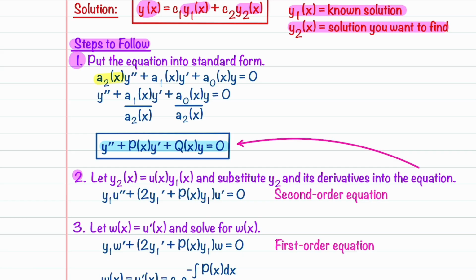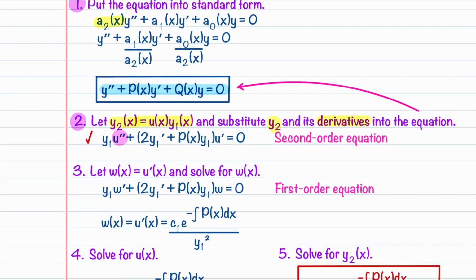The second thing that we want to do is make a substitution. y2, that is the solution that we want to find, we're going to set equal to u times y1 of x, where y1 is the solution that you already know. We're then going to substitute y2 and its two derivatives, y2 prime and y2 double prime, back up into our equation that's in standard form. The equation that we end up with is this, and notice that it is a second-order equation in terms of u.